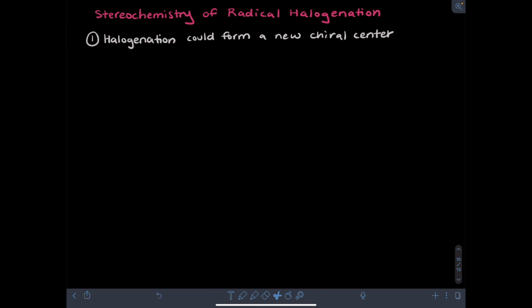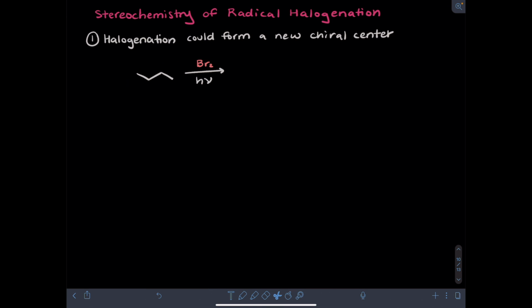Now let's consider the stereochemistry for radical halogenations. So far I've only shown examples where halogenation did not form a new chiral center, but it is possible that halogenation could form a new chiral center. This occurs in the following example.